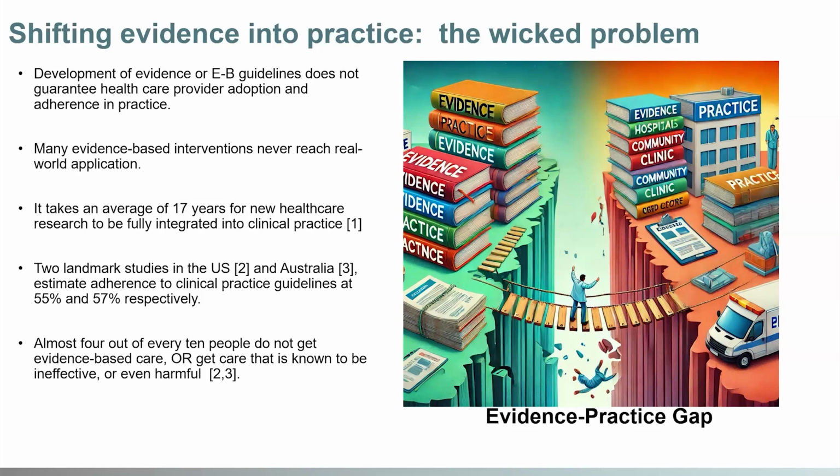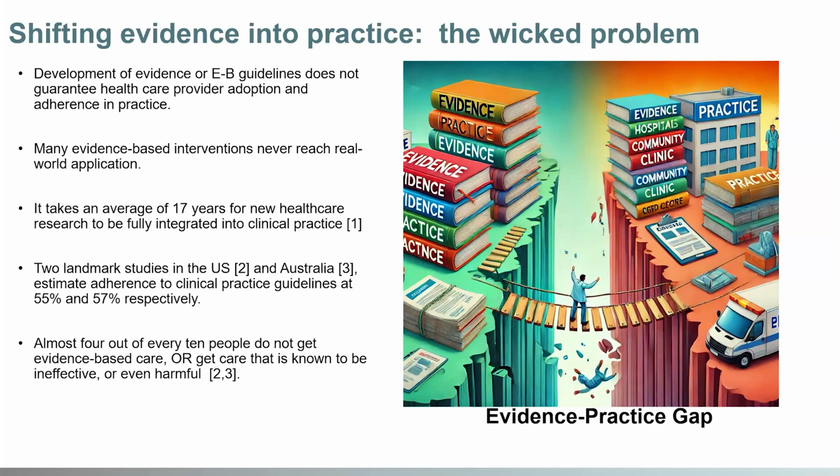And we also know that in countries such as the US and Australia, the estimated adherence to clinical practice guidelines, where we know that those guidelines are based on the best available evidence to direct practice, sits between 55 to 57% respectively. So really adherence is at best just over half or just under, 2/3 most of the time. And what is perhaps more surprising is that almost 4 out of every 10 people do not get evidence-based care, or they get care that is known to be ineffective.